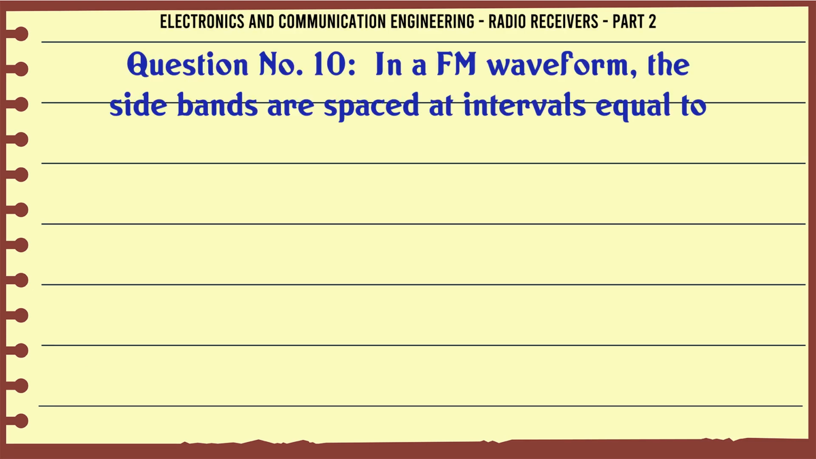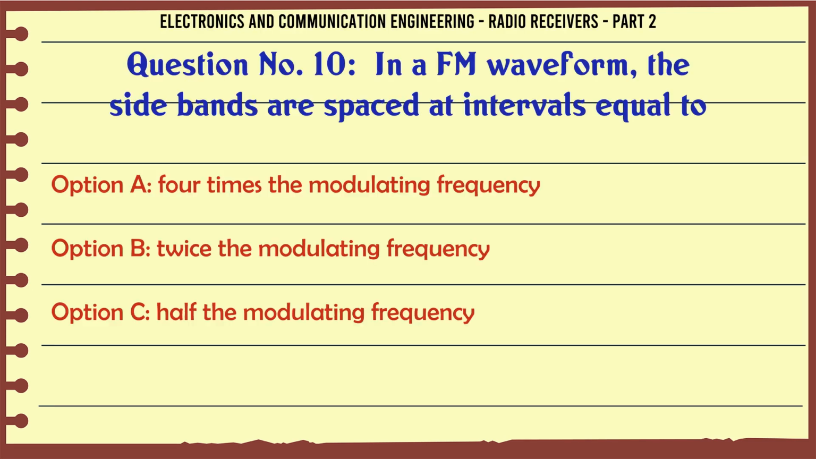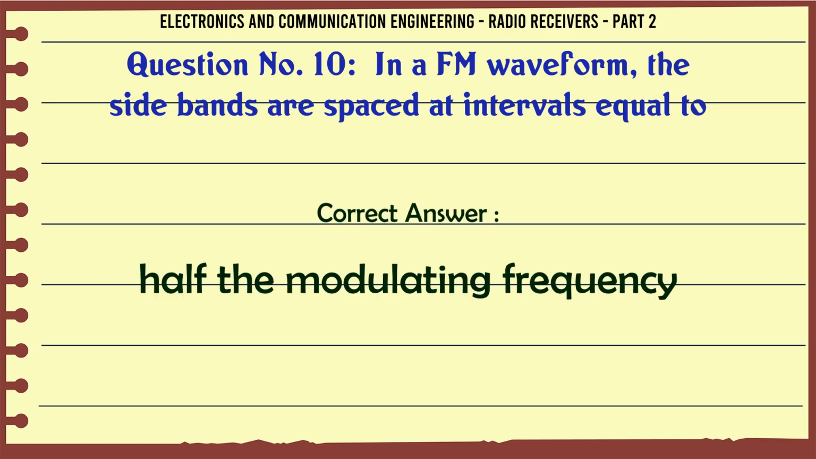In an FM waveform, the sidebands are spaced at intervals equal to: A. 4 times the modulating frequency. B. Twice the modulating frequency. C. Half the modulating frequency. D. Modulating frequency. The correct answer is half the modulating frequency.